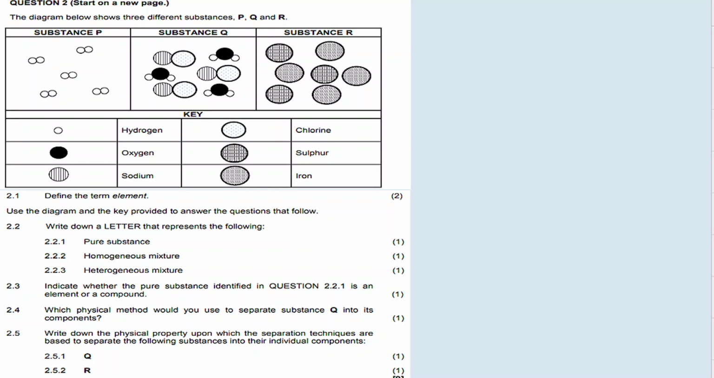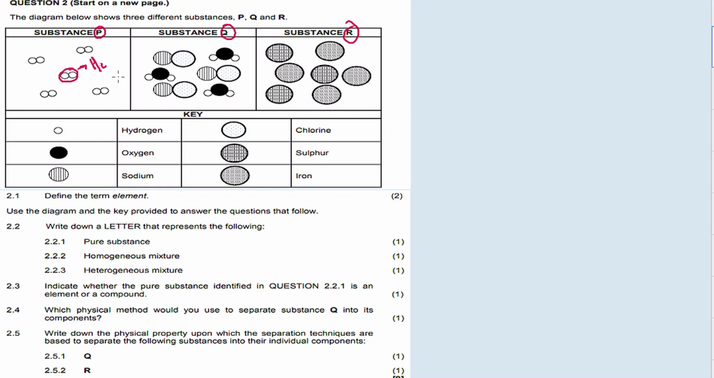So yeah, as we proceed to question 2, the diagram below shows 3 different substances P, Q and R. This is substance P, this is substance Q, this is substance R. And then substance P, we see that it's only made up of hydrogen atoms, and the hydrogen atoms exist as binary molecules, right? The hydrogens are bonded to form binary molecules.